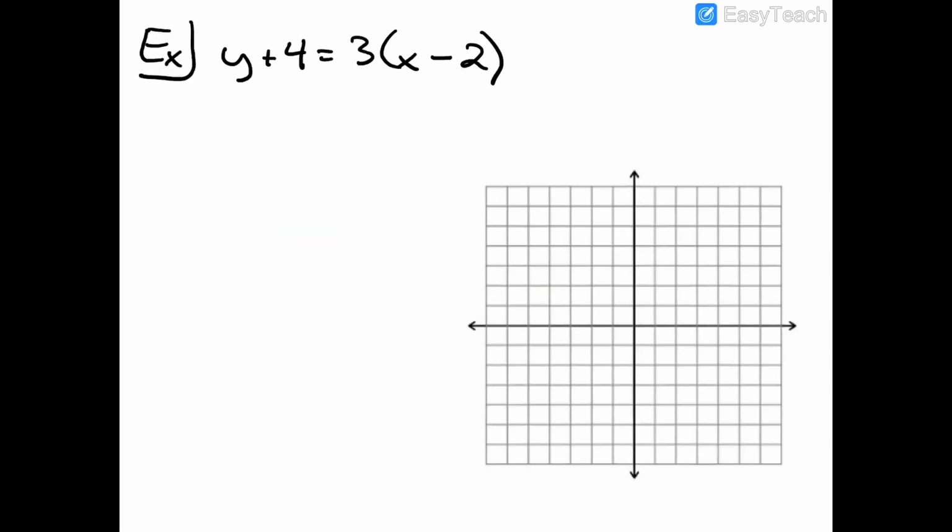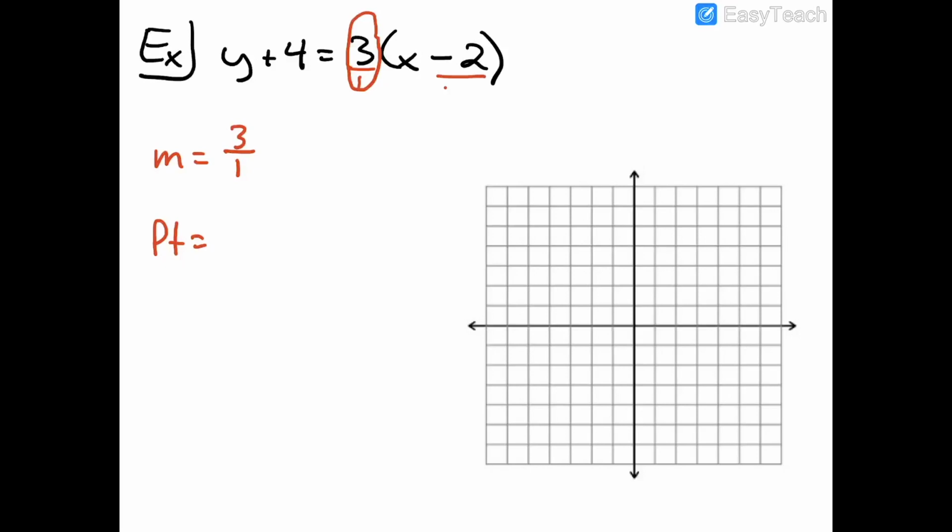All right, going to the last example. We've got y plus 4 is equal to 3 times the quantity x minus 2. Now I am going to look right here. There is my slope. It is a whole number, but we can think of that whole number as being over 1 so that I do have a rise over run. So my slope here, let's go ahead and write it as 3 over 1 so that we can see the rise over run. Then I've got to identify the point.